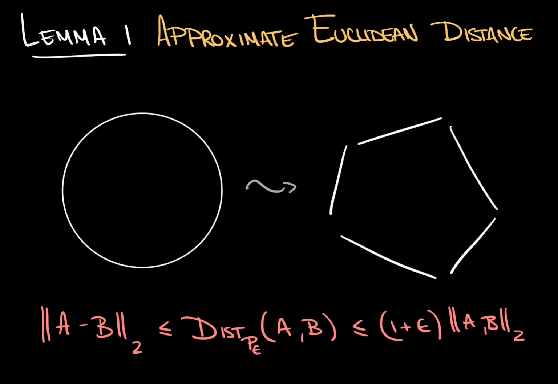The first thing we need to do is to trade Euclidean distance for polyhedral distance. Imagine we put a point A at the center of a disk of radius 1. Then, the Euclidean distance between this point and another point B is the scaling factor that you need to apply to the disk for it to touch B.